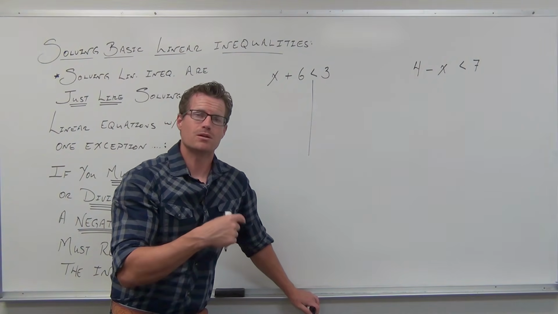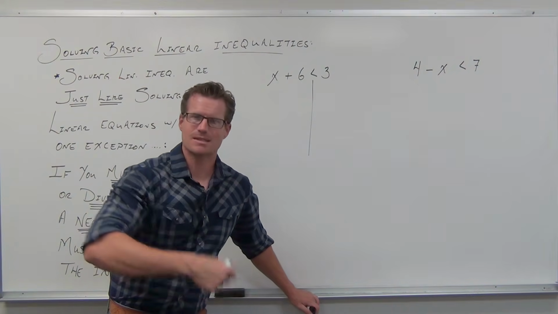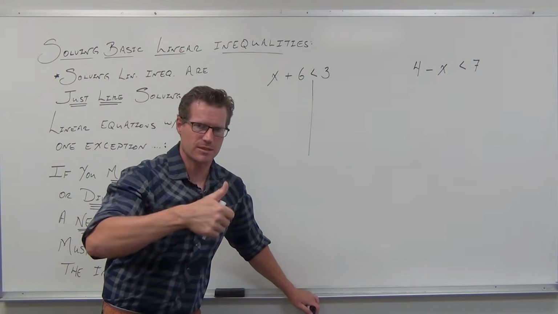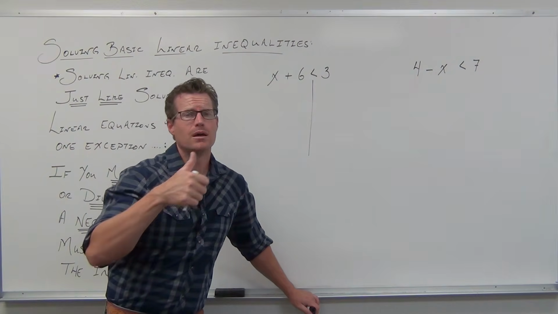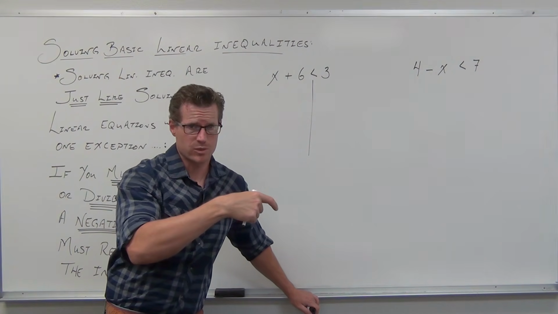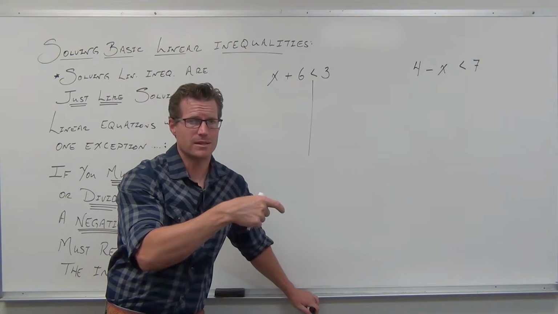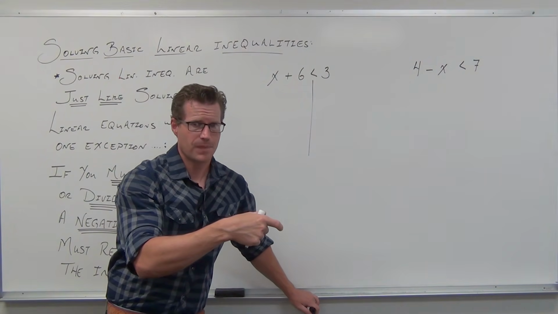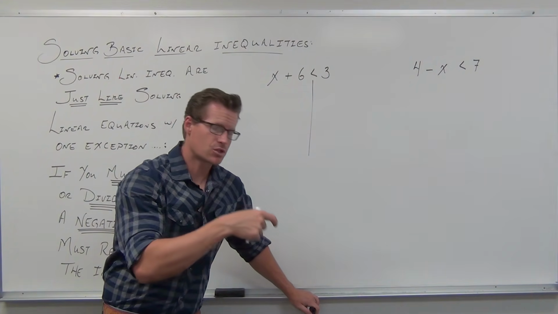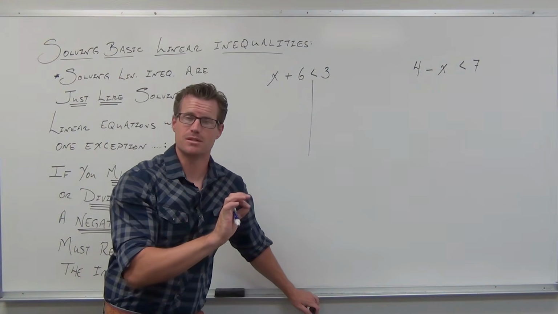So in isolating our variable, we're using the exact same techniques. Simplify first, distribute, combine like terms, get rid of fractions. Then get rid of one of the smaller variables. If you have two variables, get rid of the smaller one by addition or subtraction. Then get rid of your constant by addition or subtraction. The last step is division.